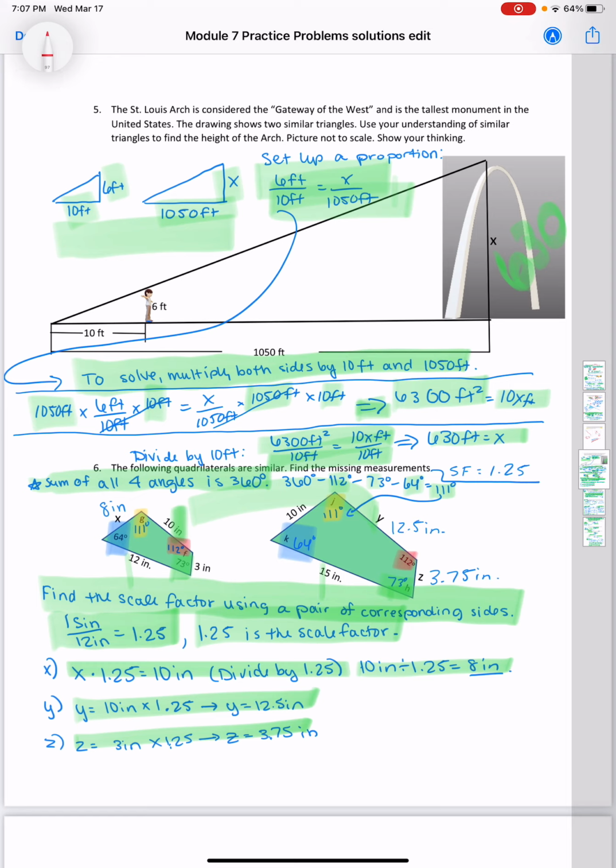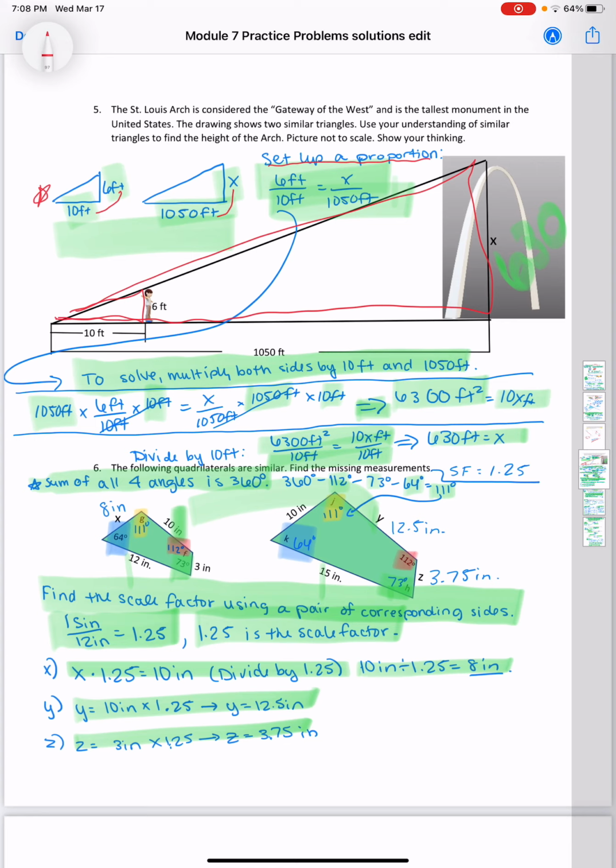For number 5, I started by drawing the two triangles separately so they weren't overlapping up here. Here's the smaller triangle, and here's the bigger triangle. Then I can set up a proportion with corresponding side lengths. So I can compare 6 feet to 10 feet and X to 1,050 feet.